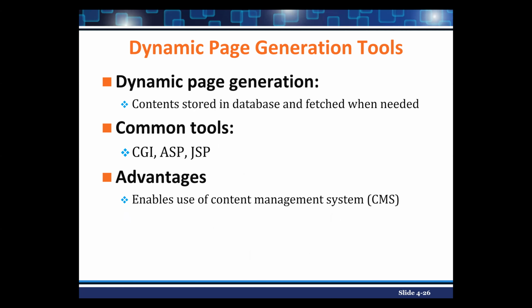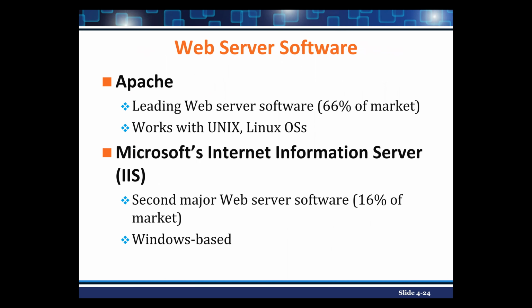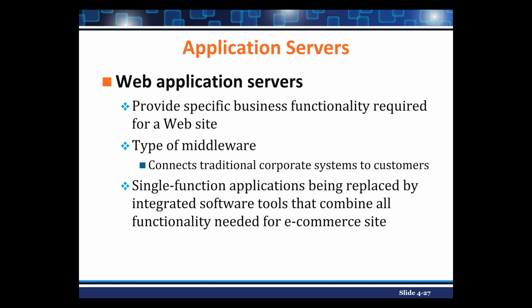And for the next one, dynamic page generation tools, we have the content stored in a database and fetched when we need. The common tools are like CGI, ASP, JSP, and advantages. When we have dynamic page generation tools, it can enable the use of a content management system or CMS straight away. After that, when we talk about the web server software already, the next one we talk about is the application server.